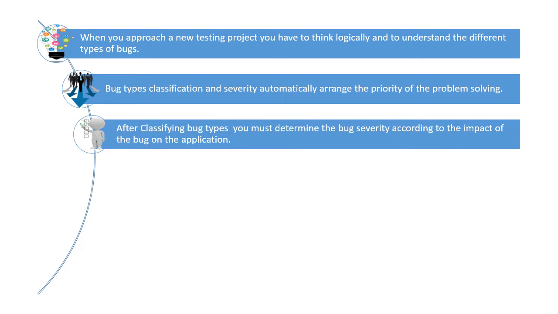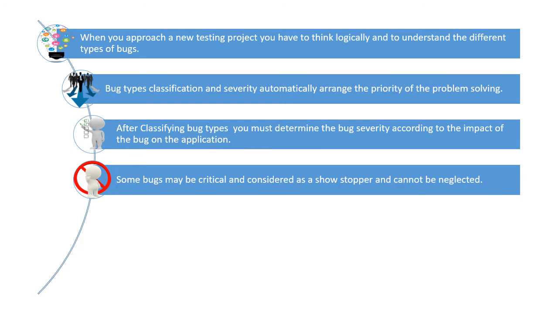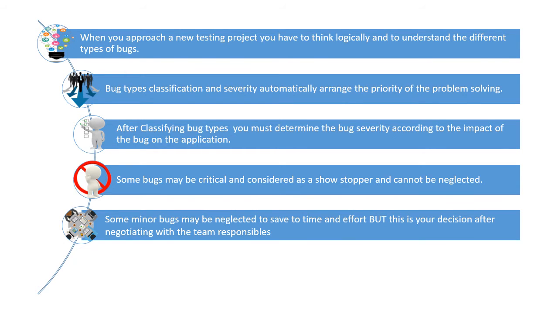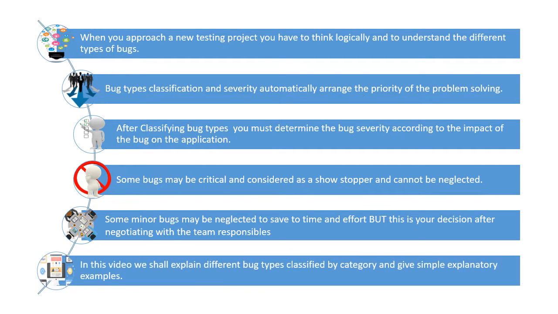After classifying bug types, you must determine the bug severity. The severity is determined according to the impact of the bug on the application. Some bugs may be classified as critical and considered a showstopper and cannot be neglected. Some minor bugs may be neglected to save time and effort, but this is your decision after negotiating with the team responsibles. In this video, we shall explain different bug types classified by category and give simple explanatory examples.